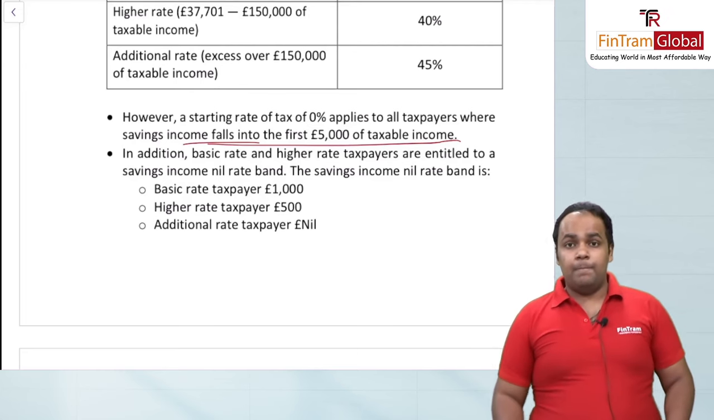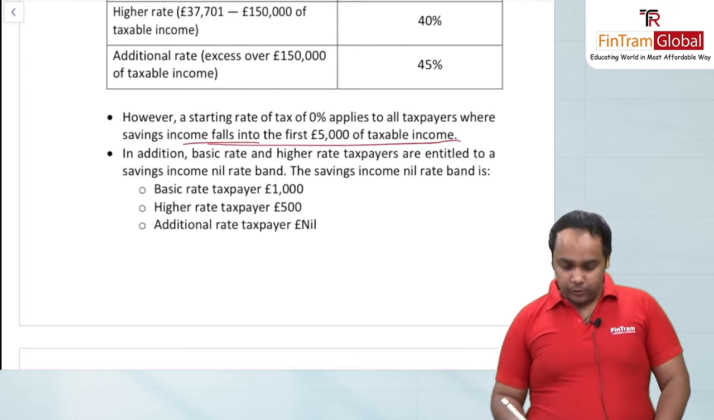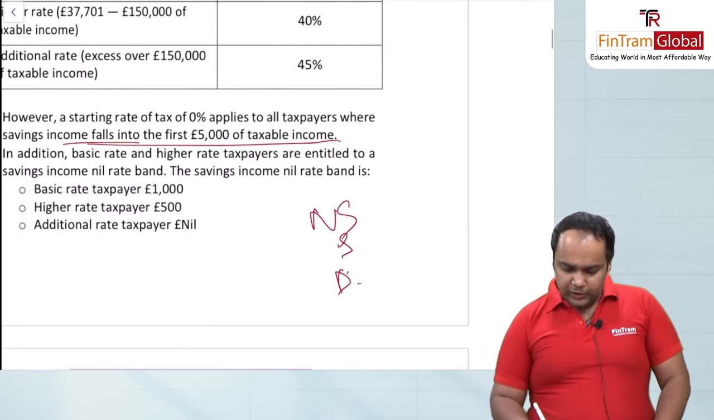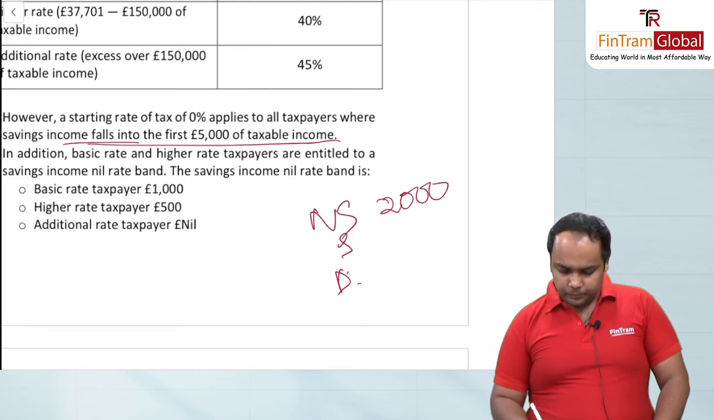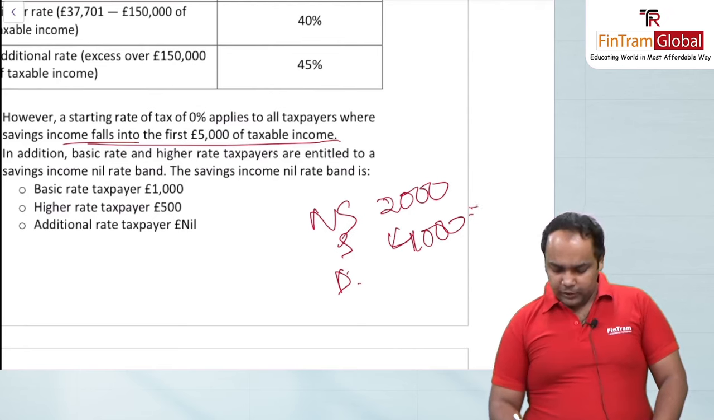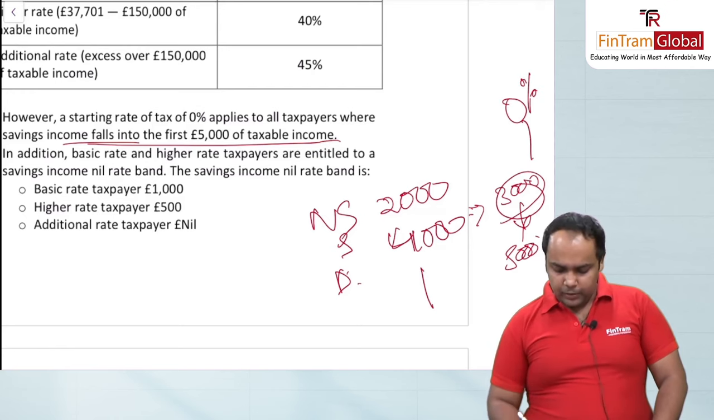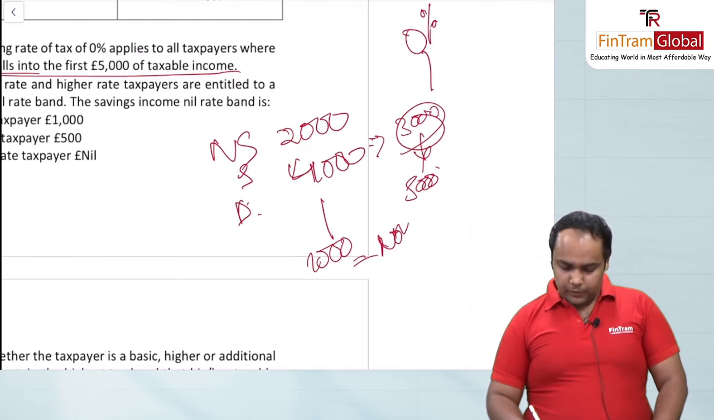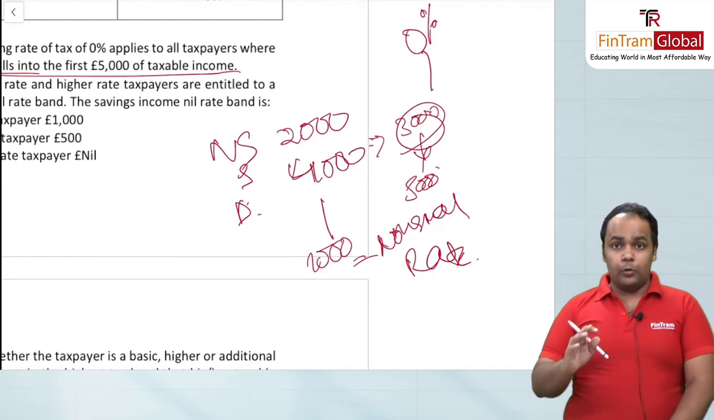Remember, income tax is calculated in a strict order. First is non-savings, then savings, and then dividend. If, say, the non-savings income is 2,000 and savings income is 4,000, the first 3,000 of savings income comes within the first 5,000, so 3,000 will be taxed at 0%. The remaining 1,000 will be taxed at the normal rate, whatever may be the case vis-a-vis their total income. So it's important to know the starting rate.